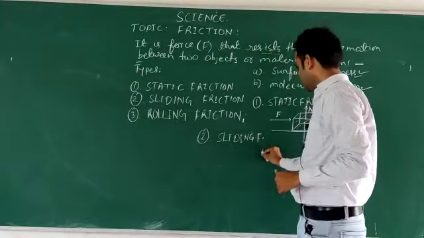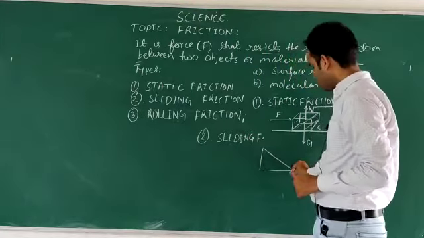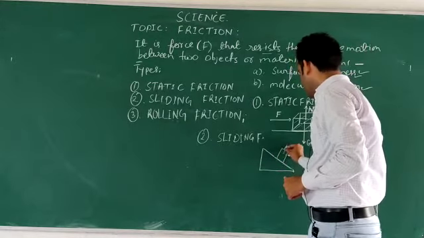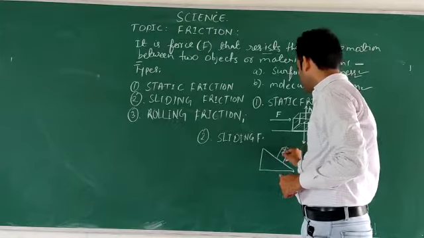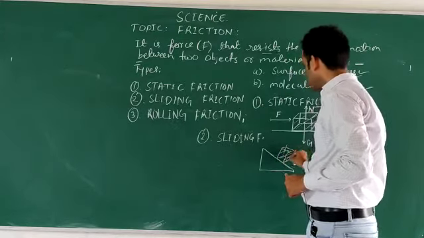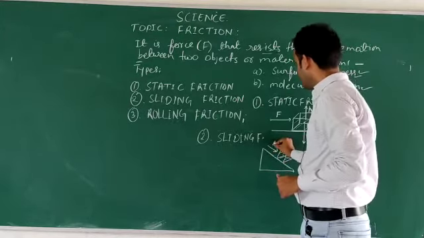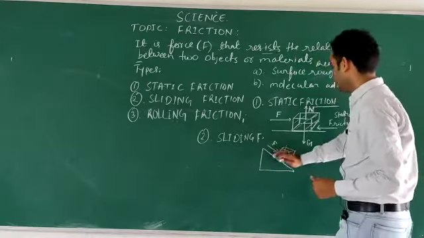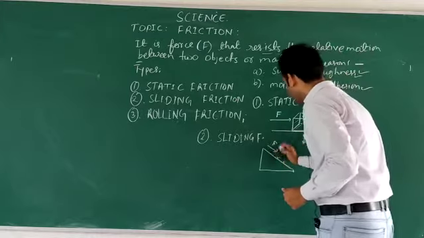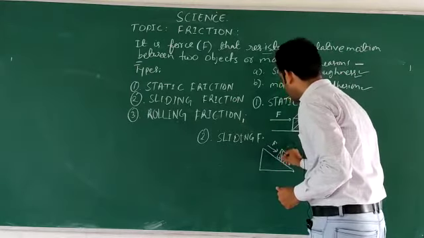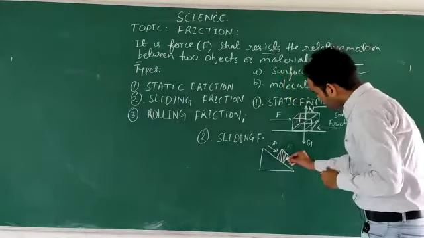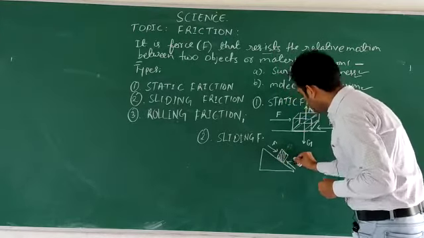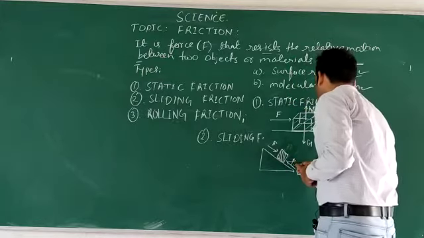Sliding friction. In this case, suppose we have an inclined plane like this, and an object is kept here. Now the force is acting in this direction, and there will be a force of friction which will act between the surfaces, opposite to the direction of force.